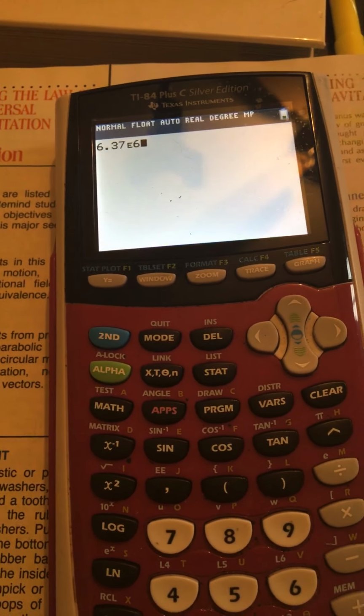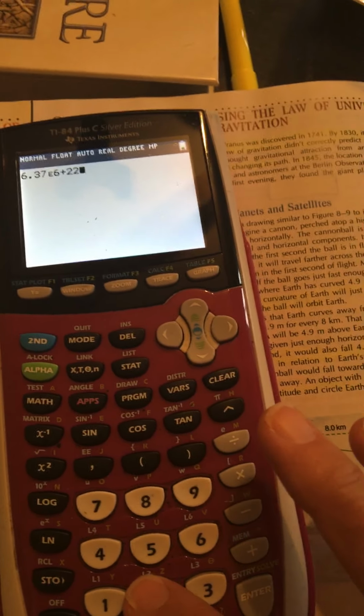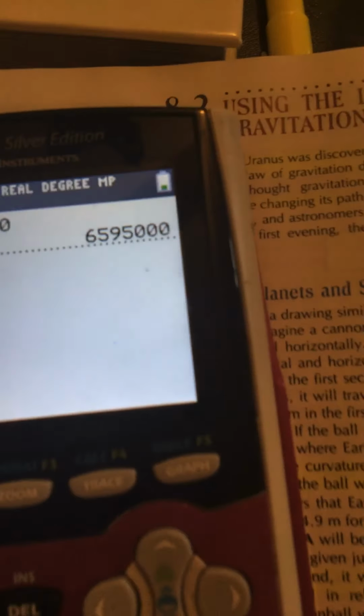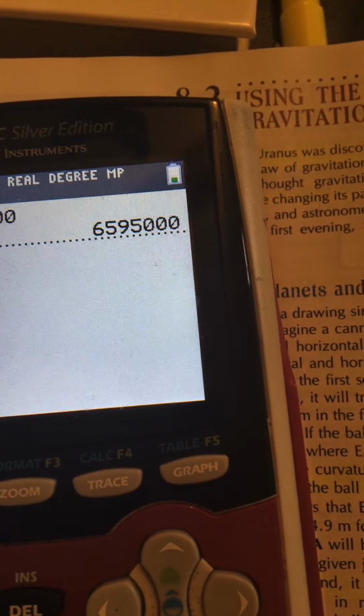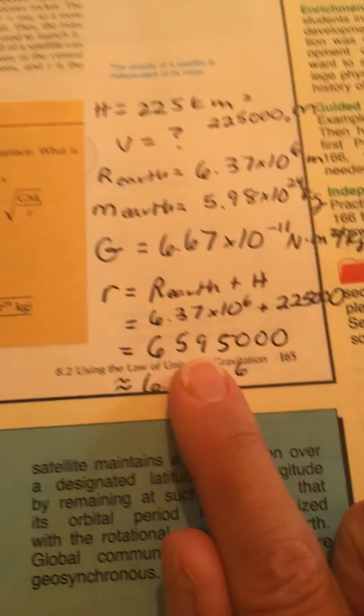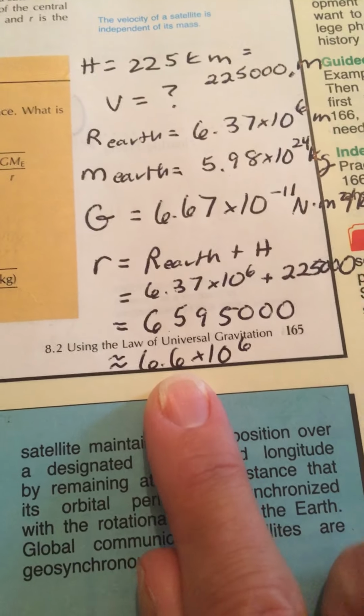Okay, so we've got that one. Now we are going to say plus 225,000. And it tells me my answer is 6,595,000. That's my radius. And the book rounded it off to 6.6 times 10 to the 6.